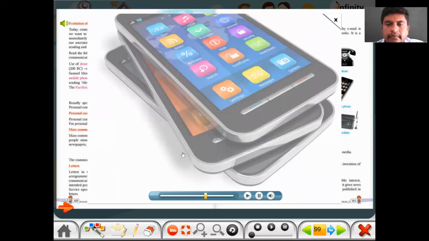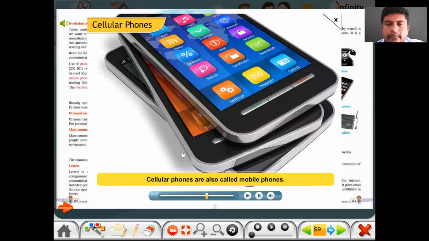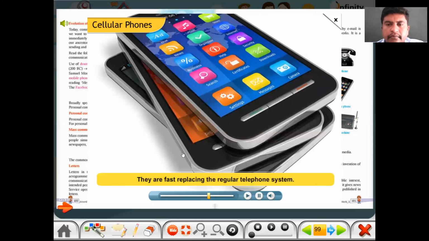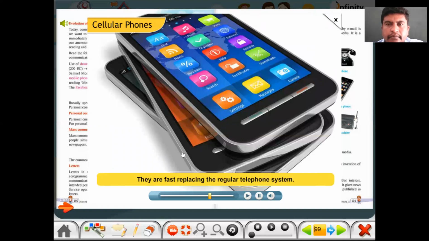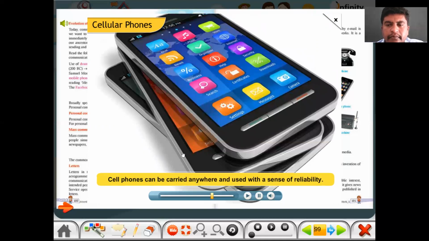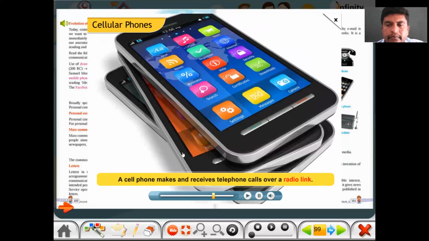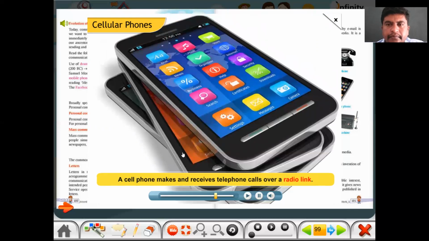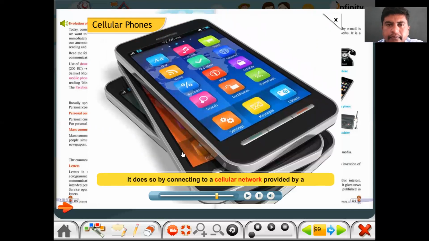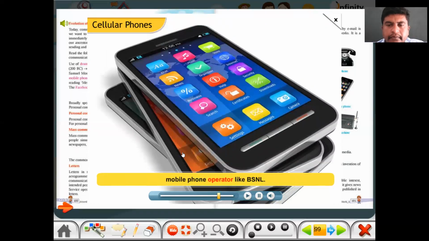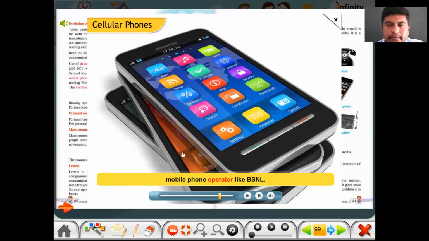Cellular phones. Cellular phones are also called mobile phones. They are fast replacing the regular telephone system. Cell phones can be carried anywhere and used with a sense of reliability. A cell phone makes and receives telephone calls over a radio link. It does so by connecting to a cellular network provided by a mobile phone operator like BSNL.